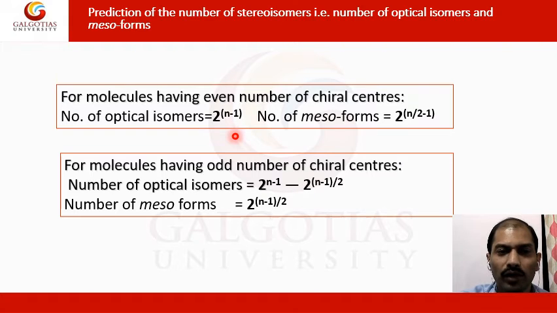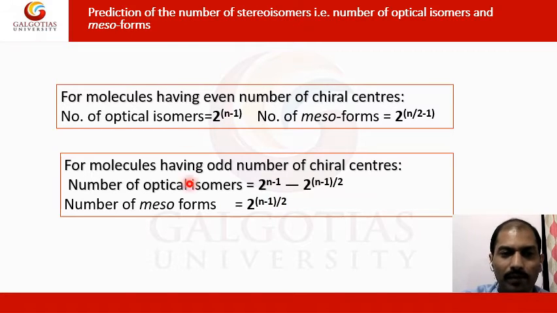And for mesoforms, in case of an even number of chiral centers, it is 2 raised to the power n upon 2 minus 1. And if the molecule has an odd number of chiral centers, then the number of optical isomers will be 2^n minus 1 and 2^(n-1) upon 2. So the number of optical isomers will be from this to here. So the number of mesoforms in this case is 2^(n-1) divided by 2. So here you have to divide it by 2.